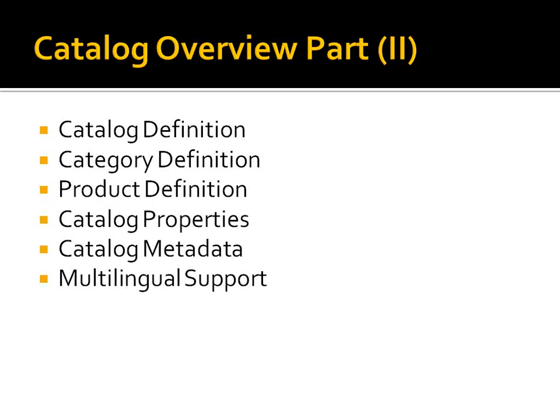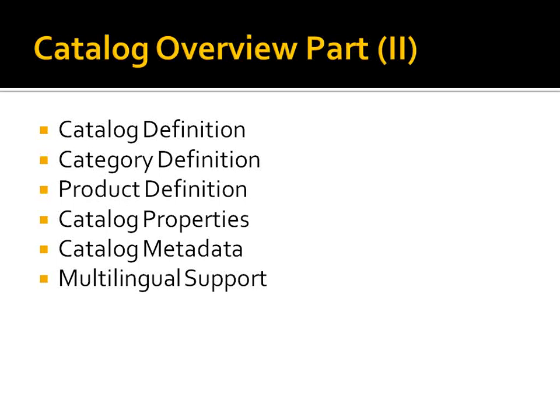Catalog properties. These properties are the smallest units in the catalog, and these units, these properties, make up a product definition and a category definition, as well as the catalog definition. Not only do these properties make up these definitions, they also can be used for the catalog metadata to describe additional features within the catalog. These properties can also be multilingual, and they can have other characteristics with them.